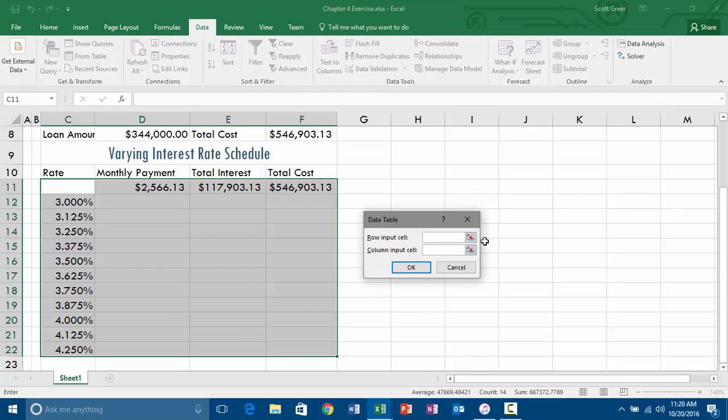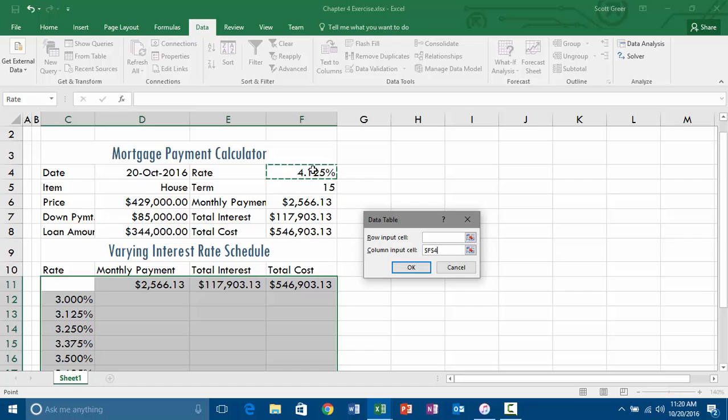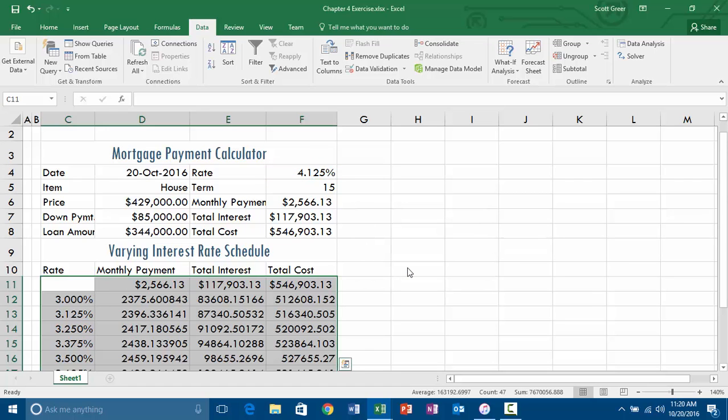Now, the column input that we want is going to be F4, which is the interest rate. So we want to use this one right here because this is what's going to determine all the other ones. So what we're telling it right now is this is making all of these. If you use these numbers instead of that one, what would all those formulas be? When we click OK, whoop, it populates everything out.